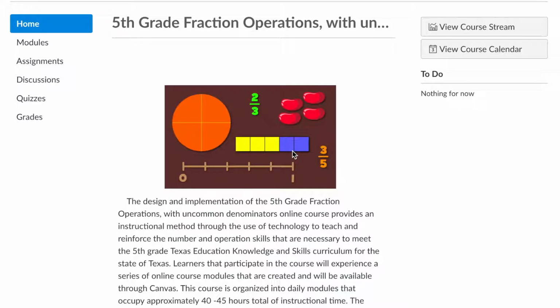The name of my course is 5th grade Fraction Operations with Uncommon Denominators, and I created this course to help teachers instruct students on fraction operations. That includes how to add and subtract fractions, how to multiply fractions, and how to divide fractions, according to the state of Texas TEKS and curriculum.